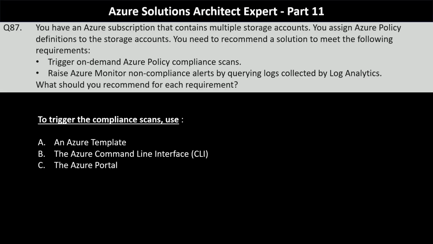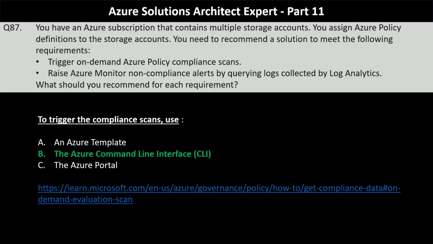Folks, you should use Azure command line interface to trigger on-demand compliance scans. An evaluation scan for a subscription or a resource group can be started with Azure CLI, Azure PowerShell, a call to the REST API, or by using the Azure Policy Compliance Scan GitHub action. This scan is an asynchronous process. So folks, instead of Azure CLI, if you had Azure PowerShell or a call to the REST API or even Azure Policy Compliance Scan GitHub action in the options, those would have also been the correct choice.